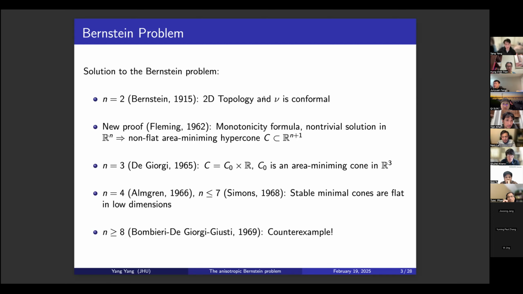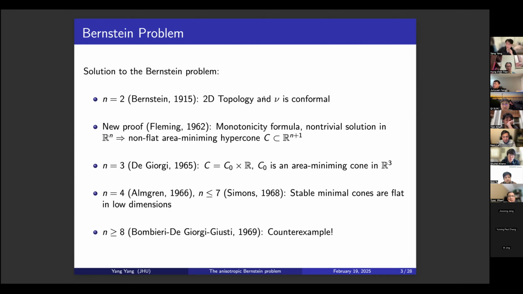And for dimension 4 and then until dimension 7, Almgren and Simons showed that all such cones in low dimension have to be flat. In fact, they didn't use the whole information that the cones are area minimizing. All they need is that the cone is minimizing under tiny perturbations, so small perturbations increase the area. So for all such cones, they should be flat in low dimensions.